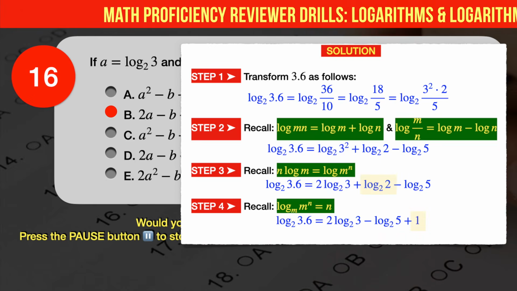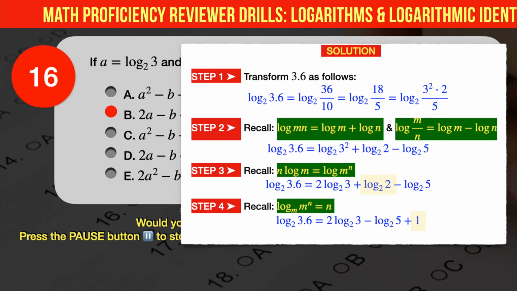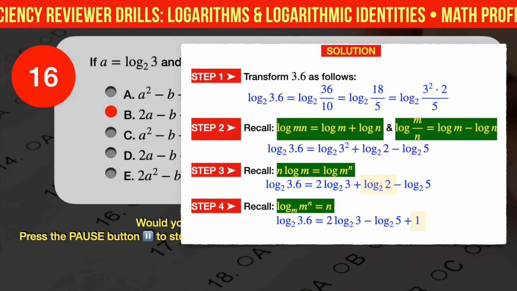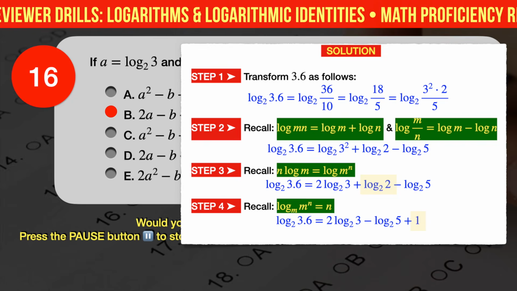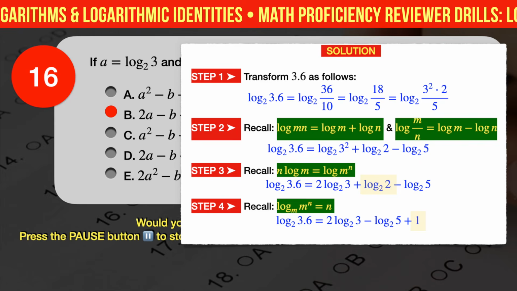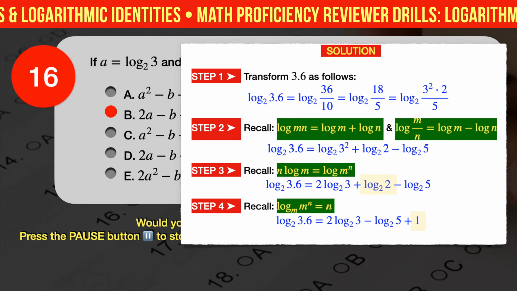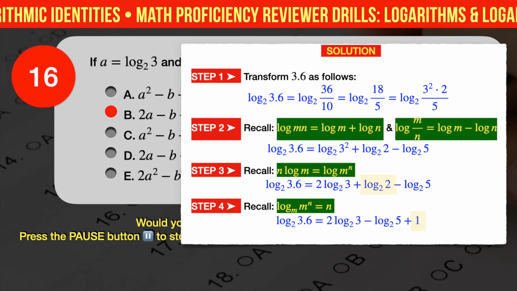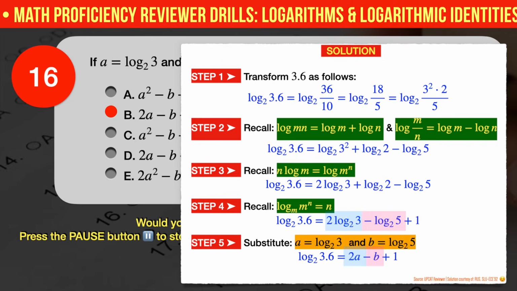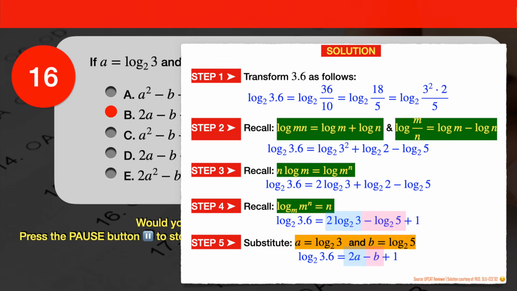Step 4, recall the logarithmic identity, logarithm base m of m raised to n is equal to n. If n is equal to 1, this logarithmic identity will actually read as logarithm base m of m equals 1. Applying this to the middle term, and with a little rearranging, our logarithmic expression should now read as 2 logarithm base 2 of 3, minus logarithm base 2 of 5, plus 1. Step 5, but a equals logarithm base 2 of 3, and b equals logarithm base 2 of 5. Substituting, we should arrive at 2a minus b plus 1.